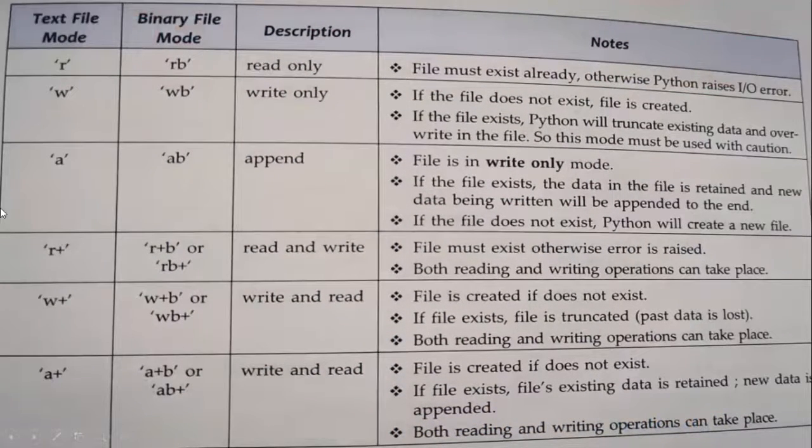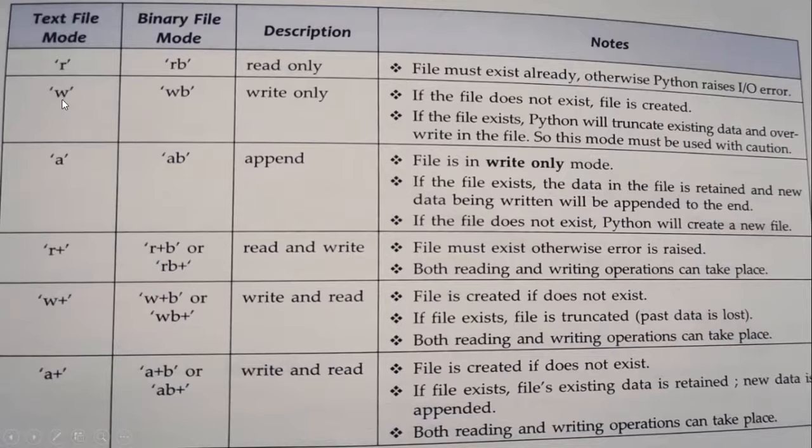This is a chart showing all types of file modes available in Python. Text file mode r and binary file mode rb stand for read mode. The file must exist already, otherwise Python raises an input output error.